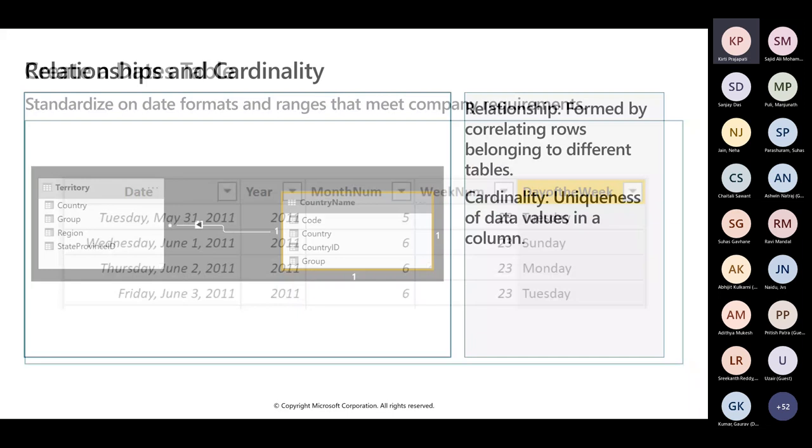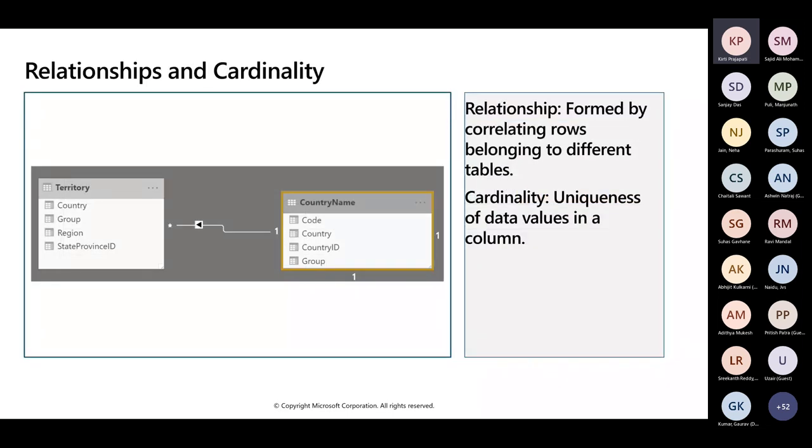Then we have relationships and cardinality. As I was mentioning, we can also create relationships from Power BI Desktop, and that will help you understand how to create a relationship between more than one table, where you can just connect the primary keys and get the data from the reference key into your data set.